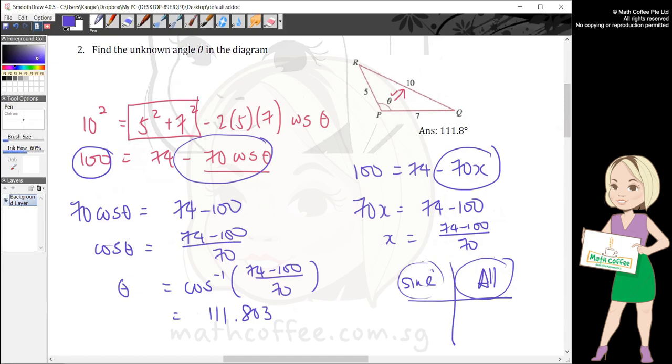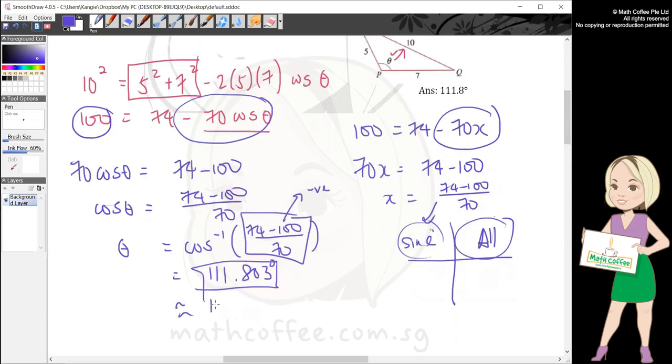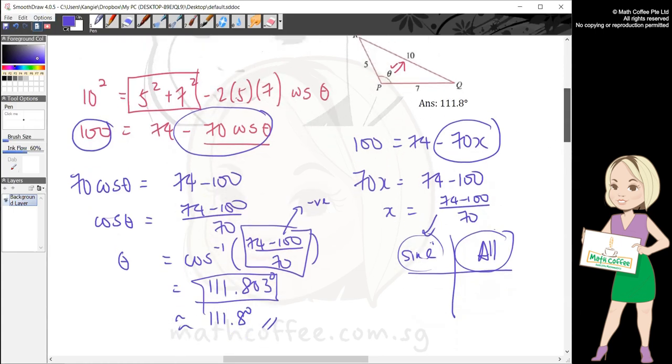But in the second quadrant, cosine is negative. So when you take cosine inverse, you notice the value inside is negative. When you take cosine inverse of a negative, it simply means it's in the second quadrant. That's why your angle is more than 90 degrees and less than 180 degrees. Rounded off to 1 decimal place, 111.8 degrees. Done. So this is a common mistake that students make.